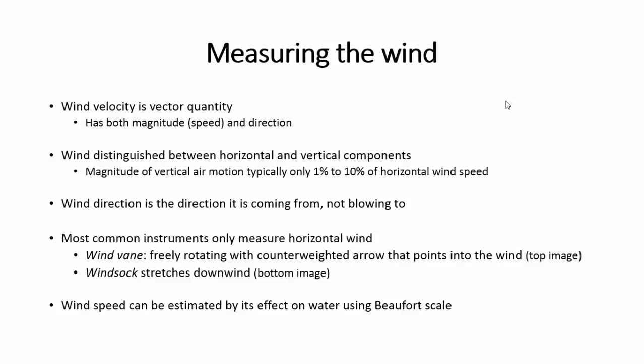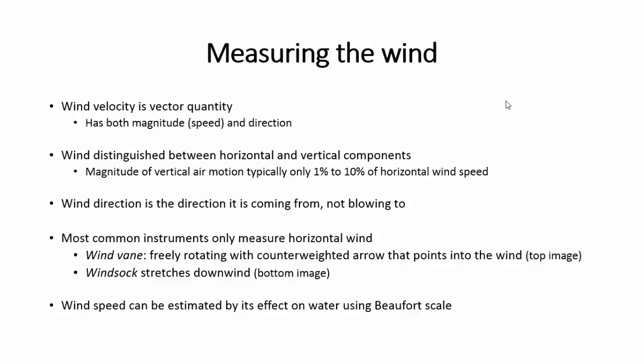But typically, the vertical air motion is a very small fraction of the horizontal wind speed. So generally speaking, the horizontal wind speed is a great deal more than any kind of vertical wind speed, but that can be different. We can get a significant vertical component of wind speed in things like thunderstorms, but more on that later. Okay, and third bullet down, you know that wind direction is the direction it's coming from, not blowing toward. There are several instruments that we use to measure the horizontal wind speed.